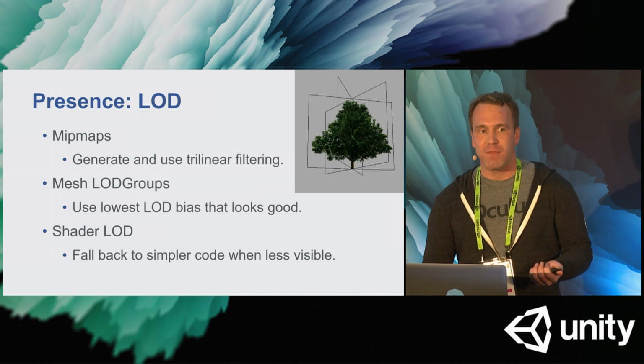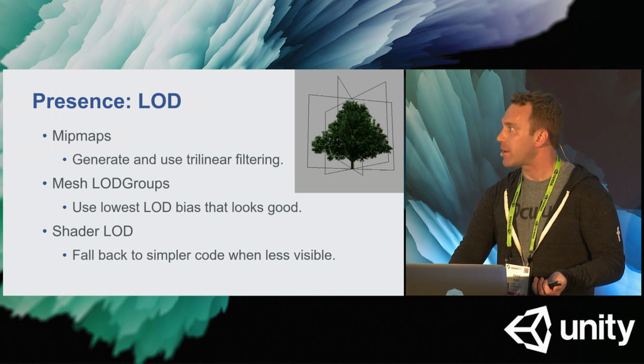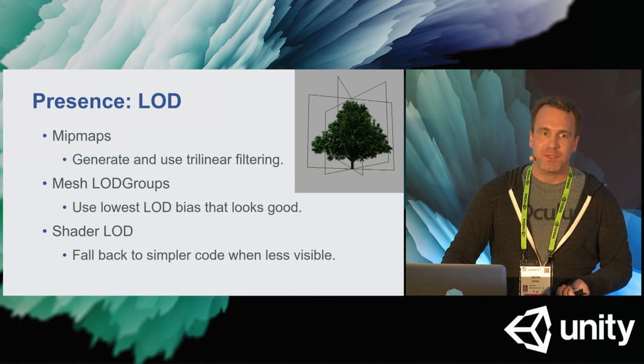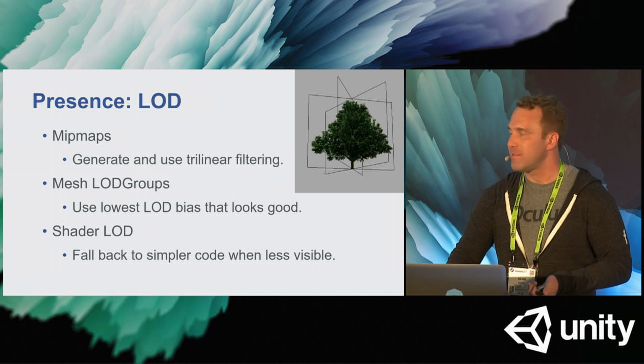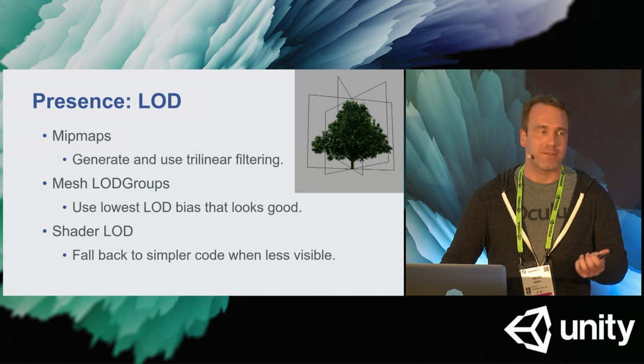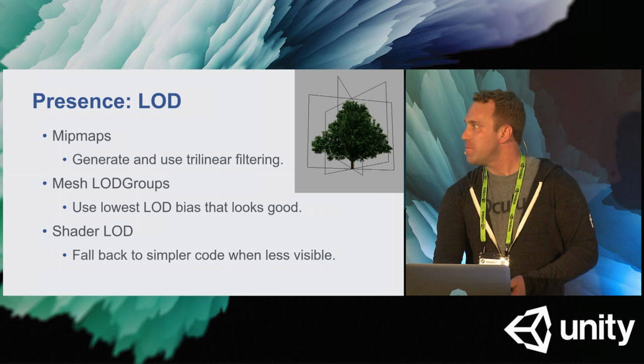Definitely always use mipmaps, trilinear filtering, and anisotropic filtering. You'd be surprised how many apps don't even generate mipmaps, and then it's just doing tons of aliasing and sampling from MIP level 0, which is a huge waste of bandwidth.